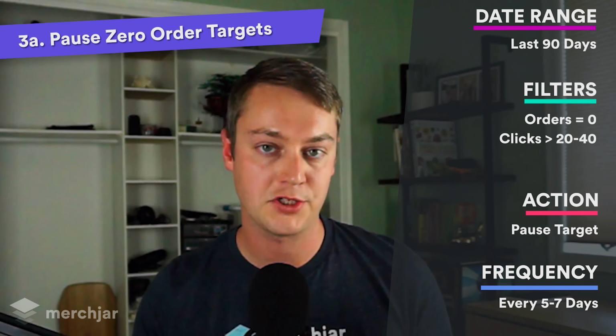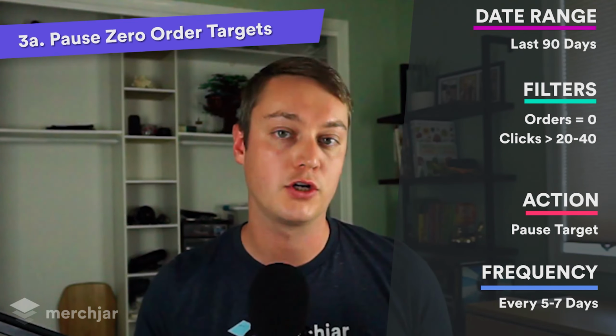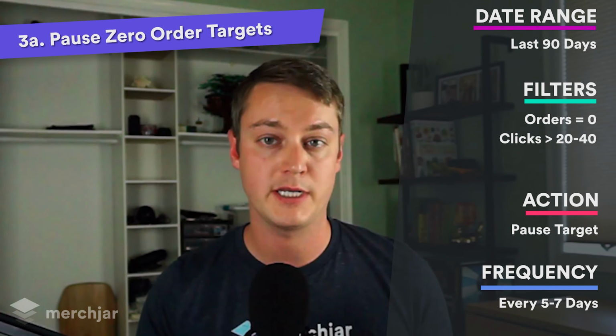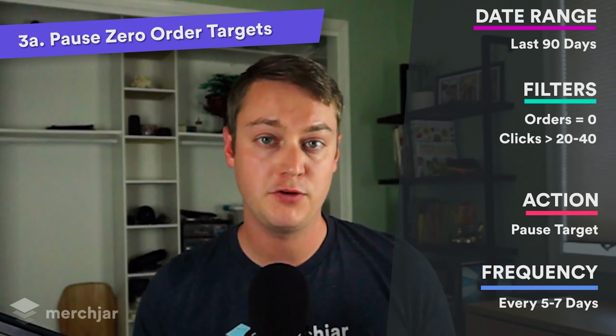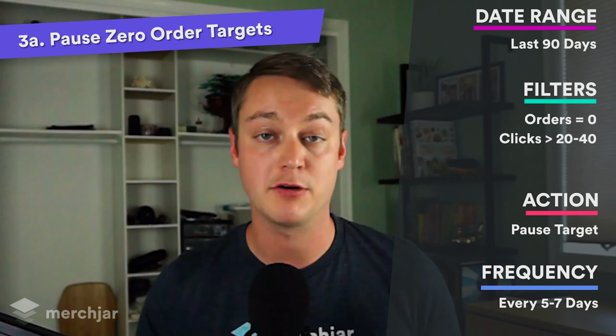For this optimization, a filter for 20 to 40 clicks without an order is a good rule of thumb for targets to be placed on the chopping block. The more clicks you get before turning off a target, the more confident you can be that you're not turning off a potential winner.